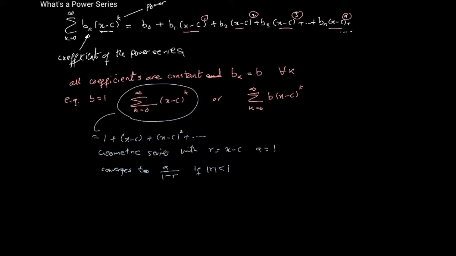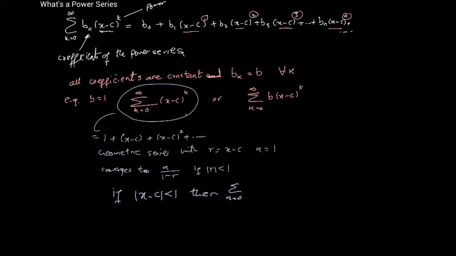So this means if we apply it to our series, this means that if |x minus c| is less than 1, then the geometric series here that we looked at, this geometric series in the circle, converges. Let me write it down for you here.